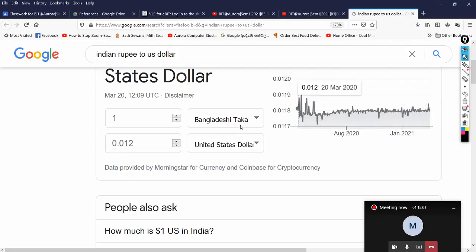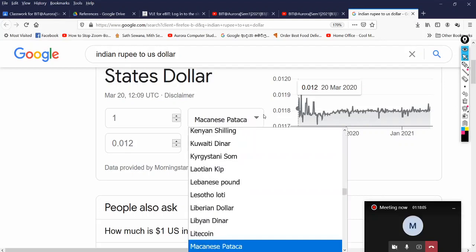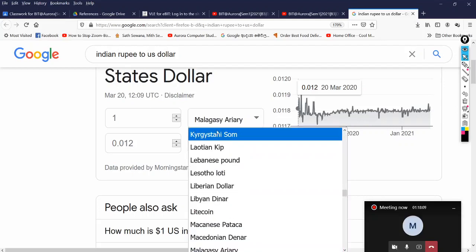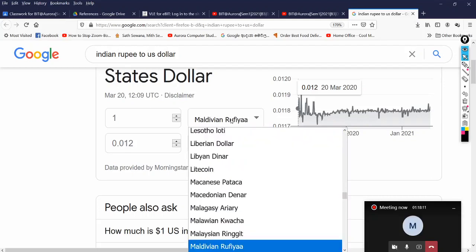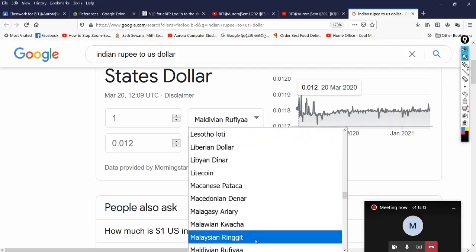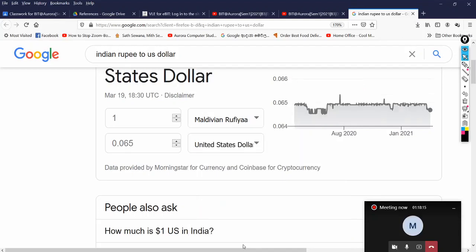So now let's take another one. Maldives. So Maldivian rupiah. It's again pretty much flat.